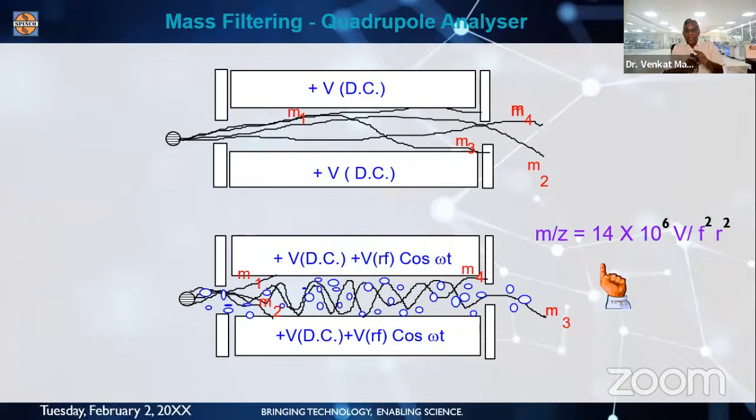Therefore, by changing the variable electrical field, I am trying to get the masses out one by one. That is why it is called mass filtering. One mass at a time, I filter, take it out; filter, take it out. I am using 4 rods, quadrupole. Therefore, in a quadrupole analyzer, all the ions are separated. Fantastic. Very good. I understood the quadrupole rod now.